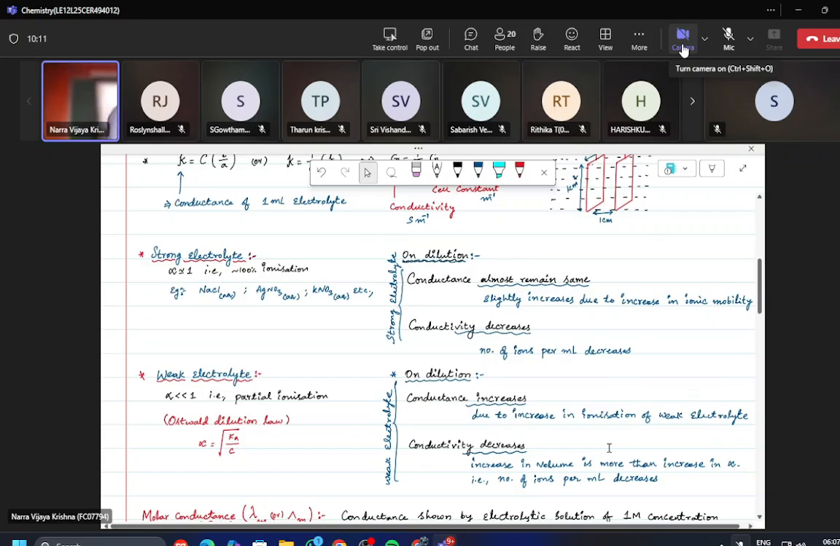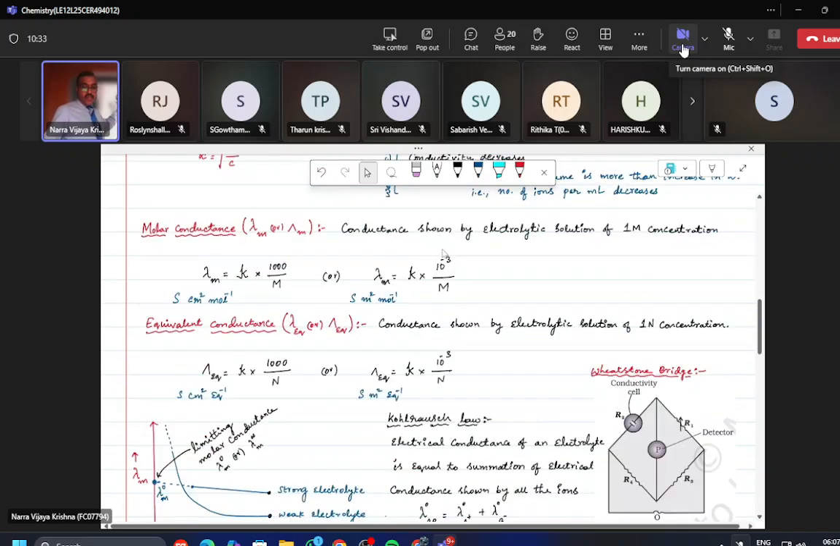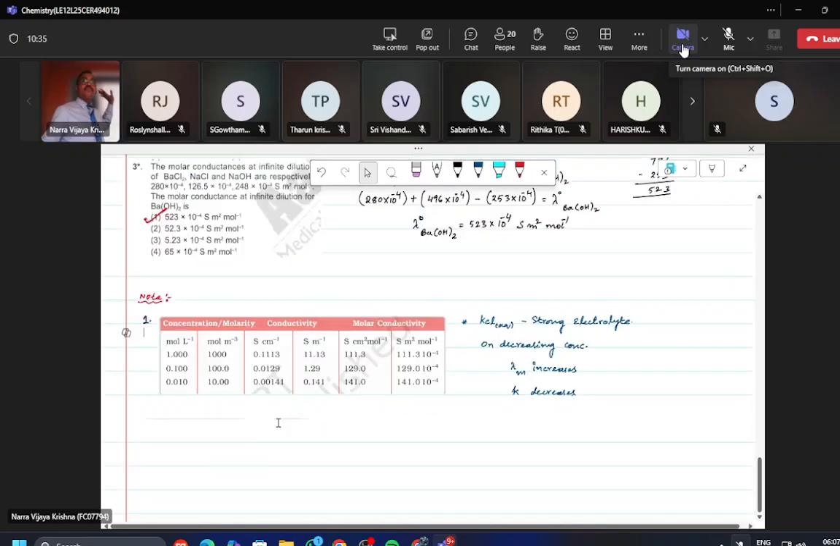On dilution, we are talking about strong electrolyte. On dilution, what happens to conductance or molar conductance? Increases. Conductivity kappa decreases. Same thing or not? So with the experimental data, we are saying it, right? So we have seen this from the NCERT table. We have seen the data.